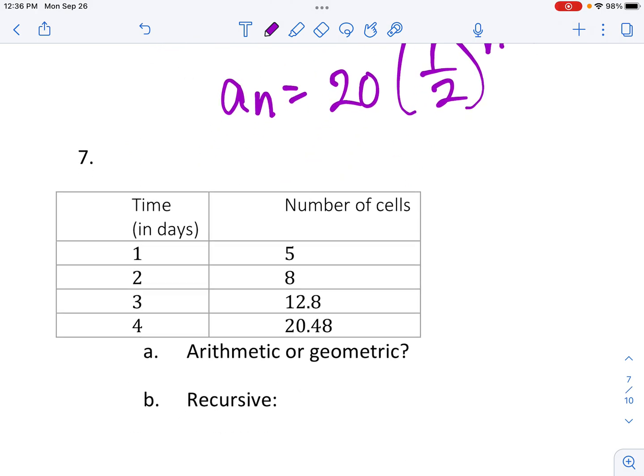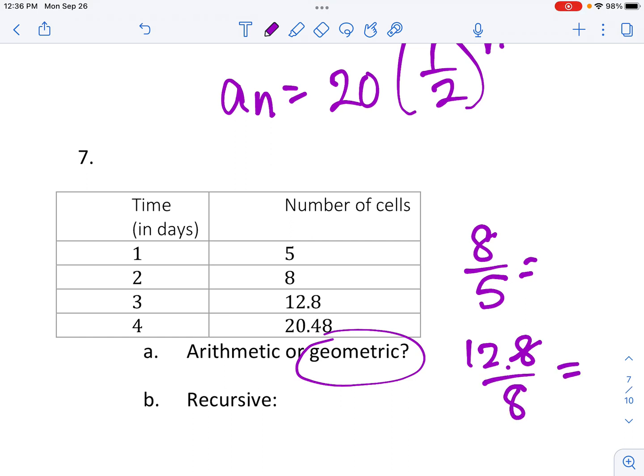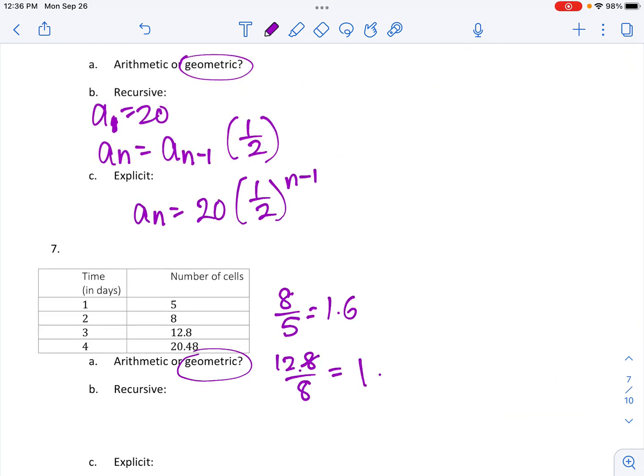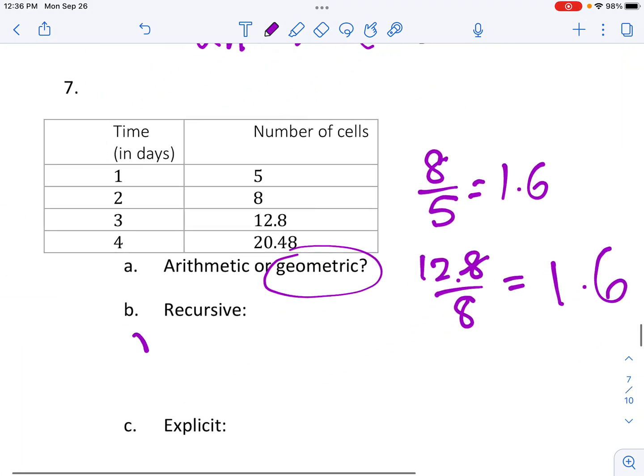Number of cells. Okay, this one's adding 3, but then not adding 3, so it must be geometric. So you take any number and divide by the one before. Check it with two of them. So 8 divided by 5. Oopsies. 1.6. Let's try it again. 12.8 divided by 8. Yeah, 1.6. So this is geometric, the common ratio 1.6.